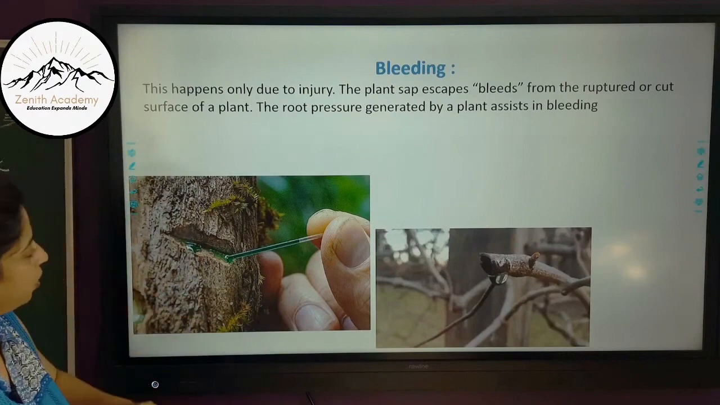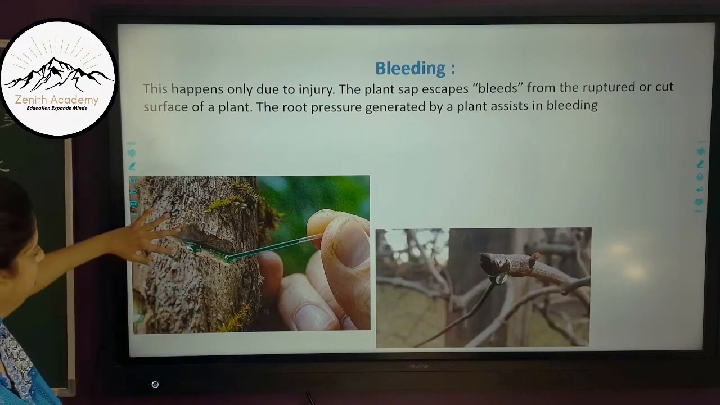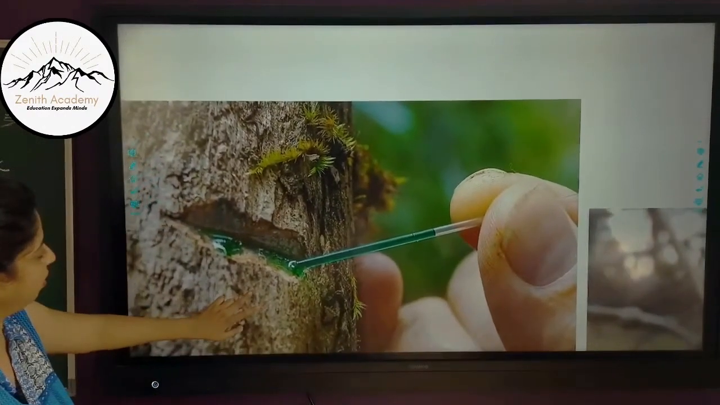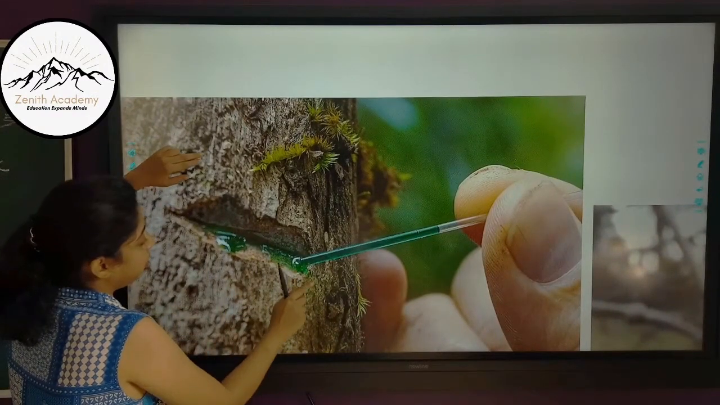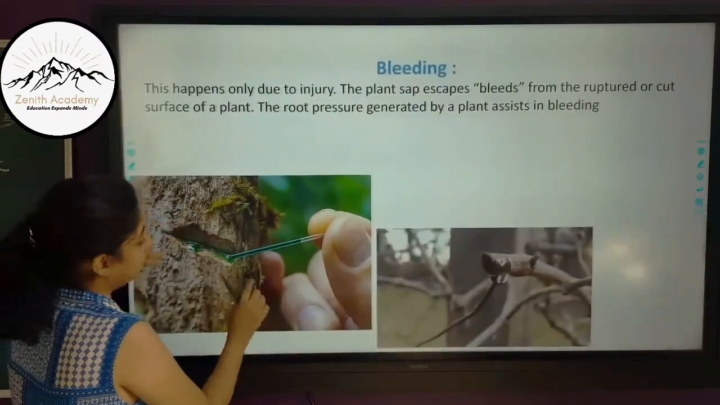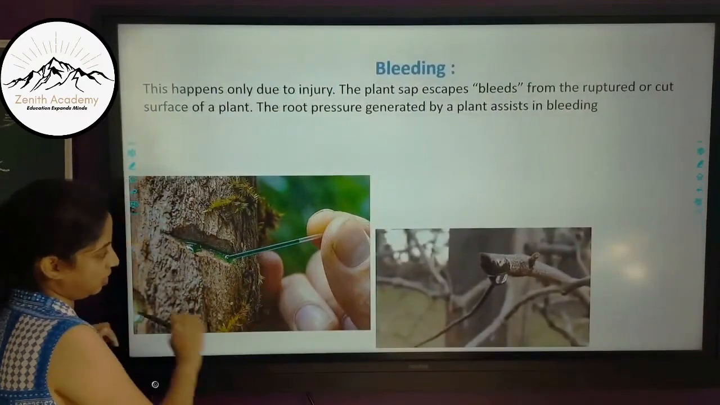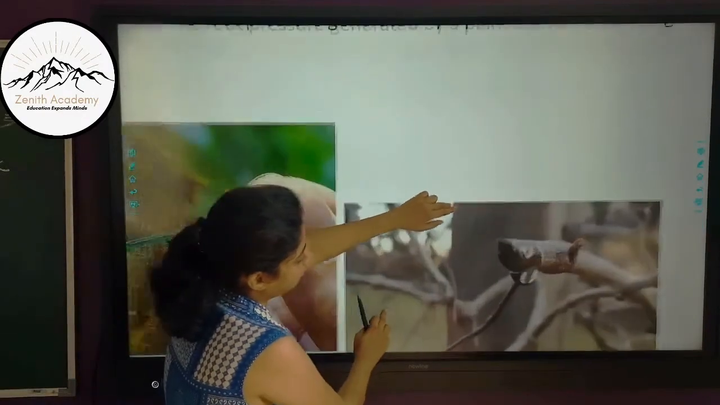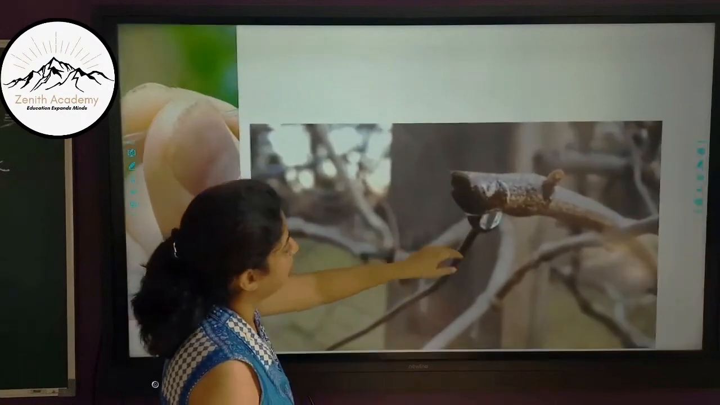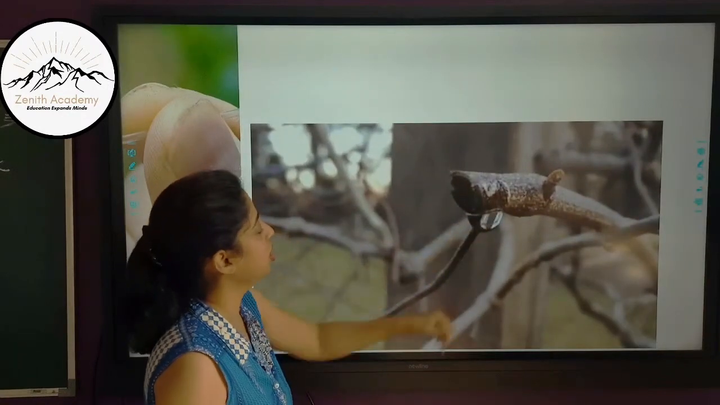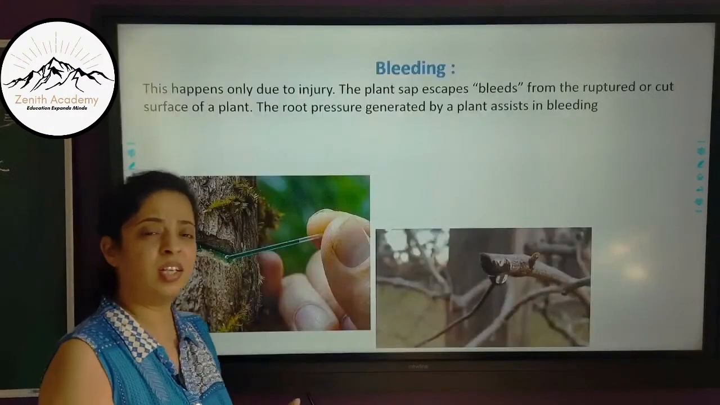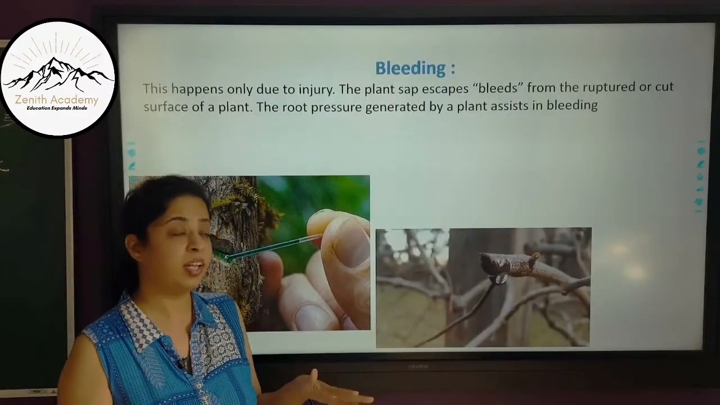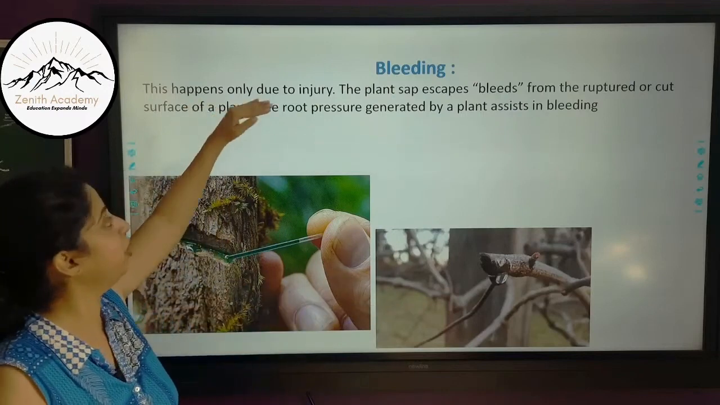Here you can see the pictures where you can see the bleeding happening. This is a special type of tree from which metal is bled, so there is more content of metal ions here. Here you can see the bleeding from the cut or the injured part. So the basic difference between guttation and bleeding is that bleeding occurs mainly due to injury.